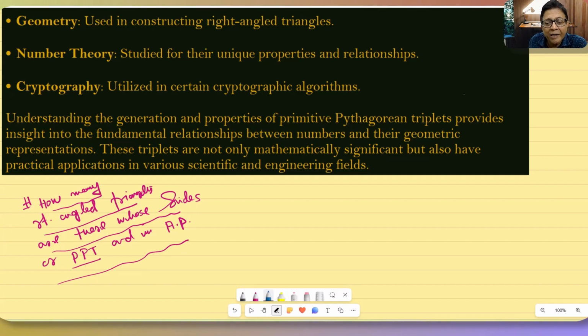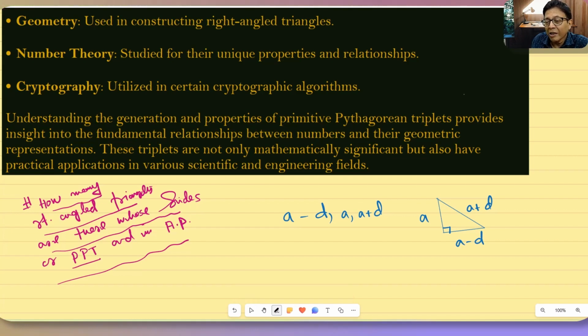So, standard AP, you take A minus D, A and A plus D. Obviously, A plus D is the largest one. This is going to be the hypotenuse. This is A plus D. Legs are of this form, A minus D, A. This is right angle.